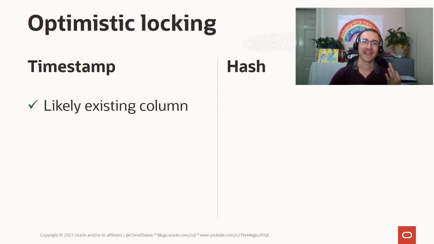However, that means any change to the row will essentially invalidate the update. So if I'm querying my data, my account record, and I want to make some changes to it, and in the meantime there's some background process which also changes that data and updates the timestamp.